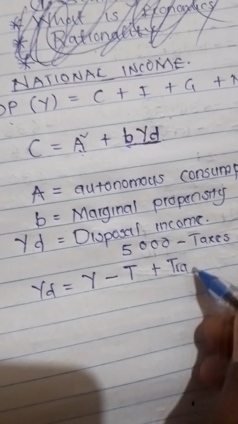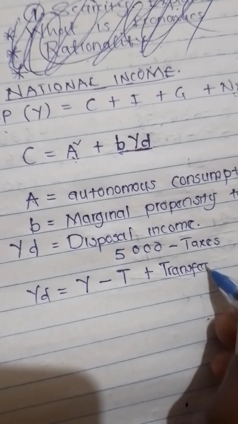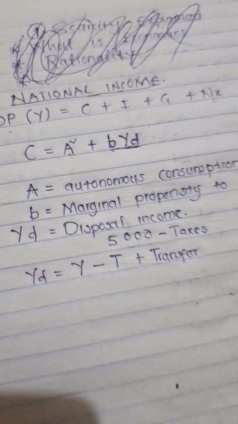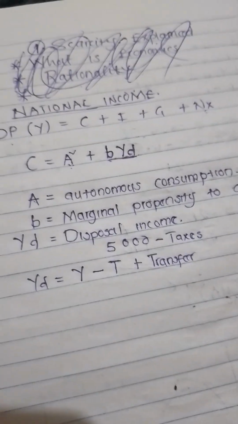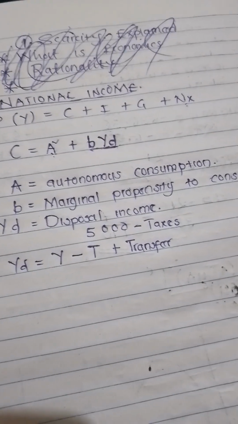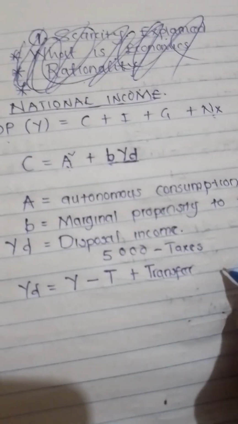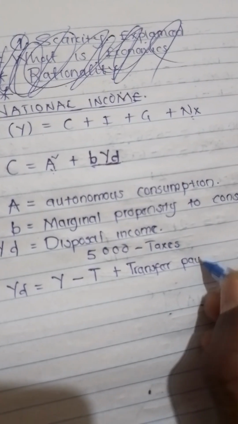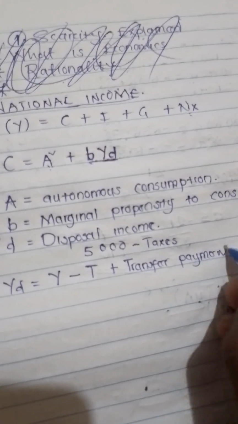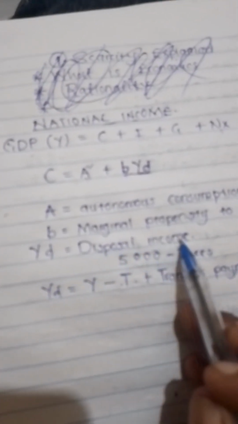Transfer payments. Okay, so transfer payments, these are monies that the government will give. For example, at UNZA, they give meal allowances. Those are recorded under transfer payments. The money that the government will spend maybe on retirees, they just want to help them out. Those are recorded under transfer payments. But usually transfer payments are zero, and in most of the books you won't find them. You just find disposable income is Y minus T.